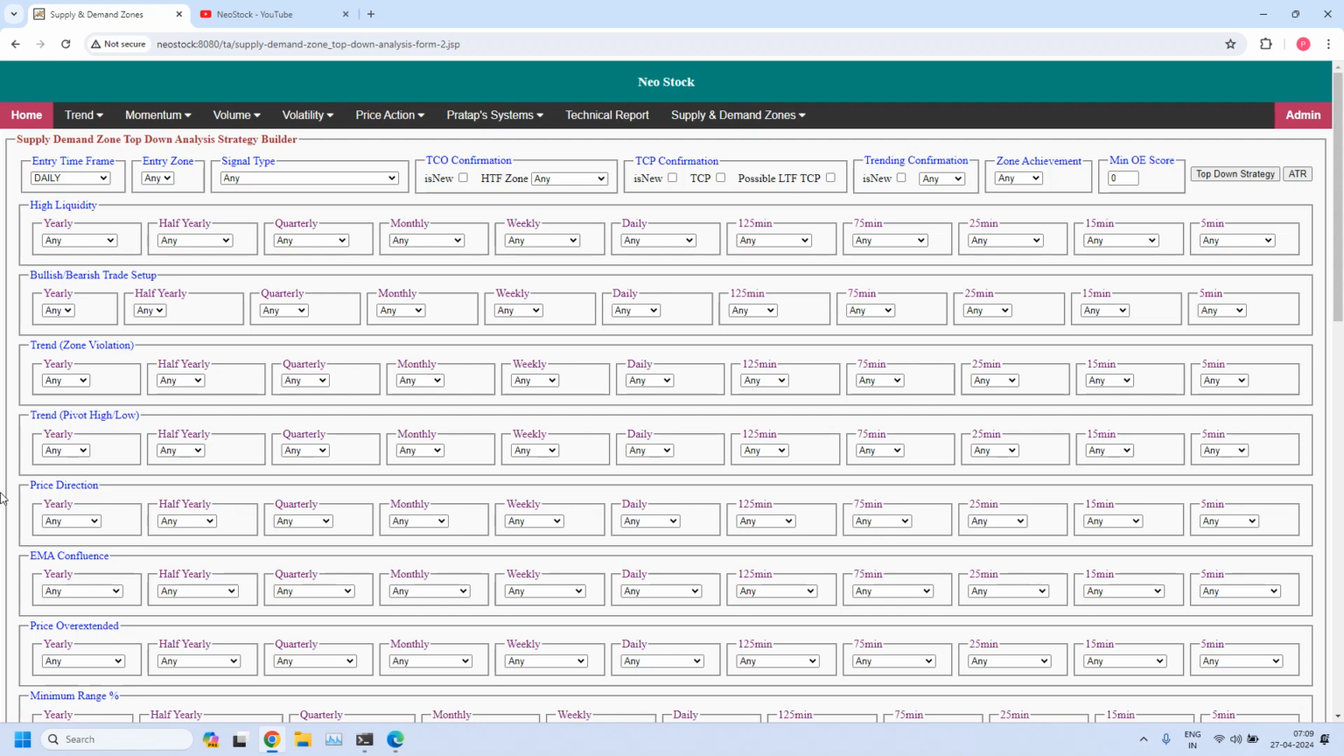The first one is you need to identify the RR between demand and supply zones from type 1 proximal and also type 2 proximal line. And the second thing you have to do is, in your entry zone, whether the fine-tuned 5-minute zone is available or not, you need to identify for each stock.